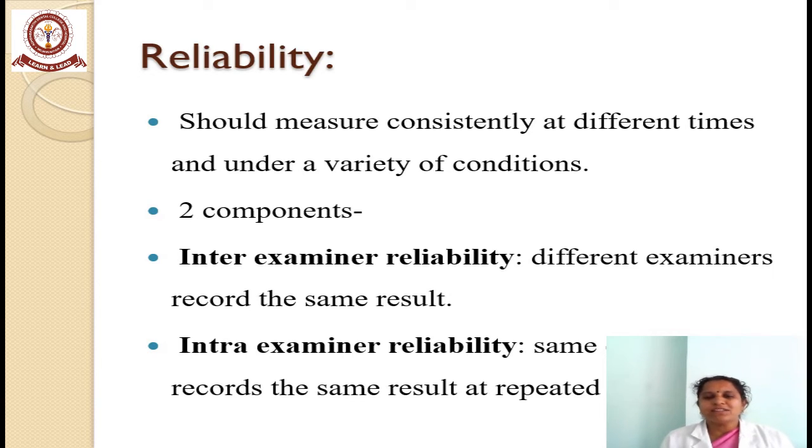That is called inter-examiner. If two persons are examining, then it is called inter-examiner reliability. And intra-examiner means the same examiner repeating the index, then both times he or she has to say that caries is there in the tooth, both times in 3/6, and the next time if he is examining, then he or she has to say that 3/6 has caries present. So that is intra-examiner reliability.